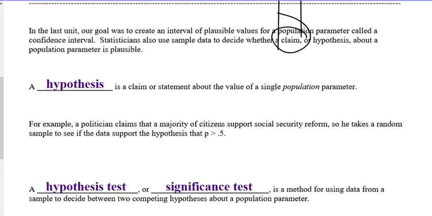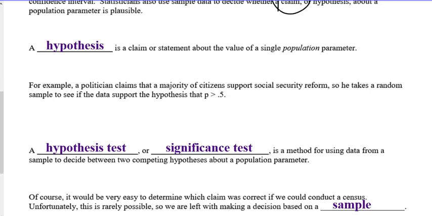That word claim is important. Okay? We're going to be talking about claims in this unit. And we're going to claim whether our hypothesis is plausible, realistic. Like we just did. She made an 80% claim. It wasn't plausible. So a hypothesis is a claim or a statement about a single population parameter, like making free throw shots.